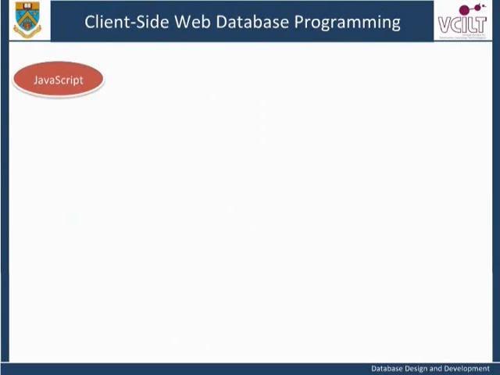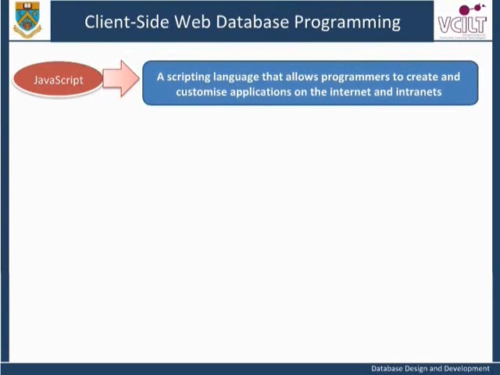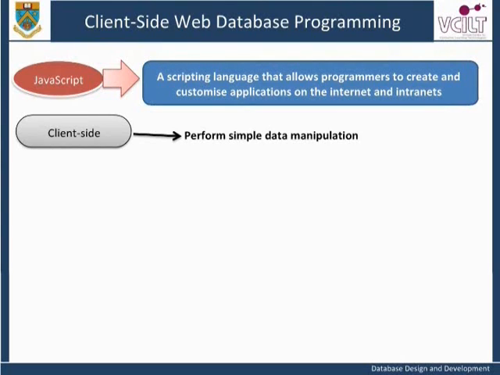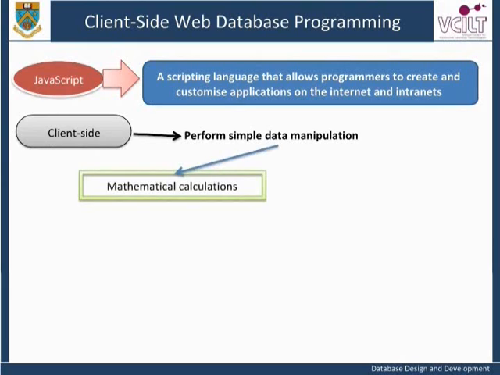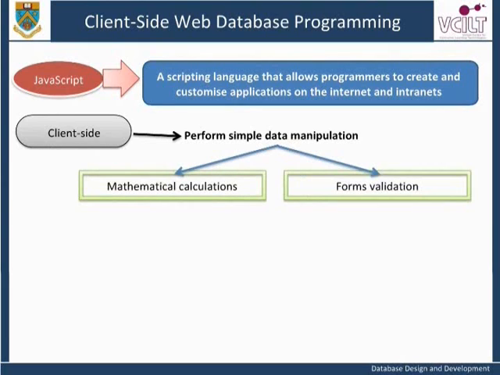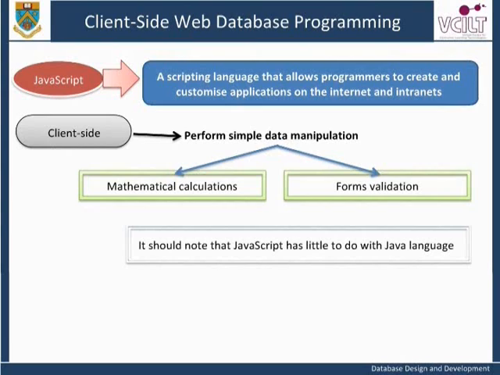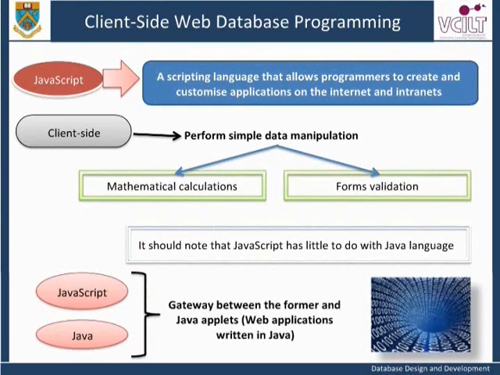JavaScript. JavaScript is a scripting language that allows programmers to create and customize applications on the Internet and intranets. On the client side, it can be used to perform simple data manipulation such as mathematical calculations and form validation. It should be noted that JavaScript has little to do with the Java language. The only relationship between JavaScript and Java is a gateway between the former and Java applets, web applications written in Java.